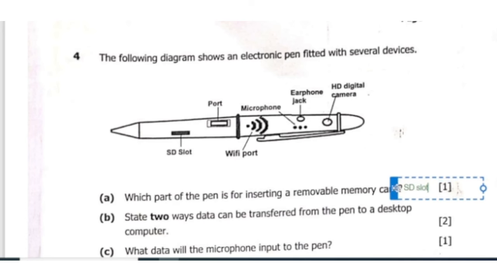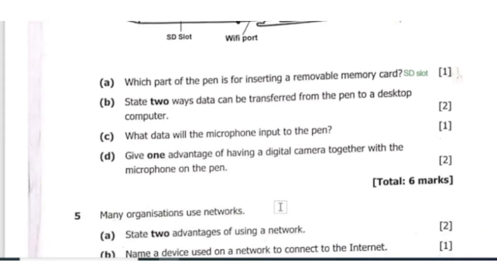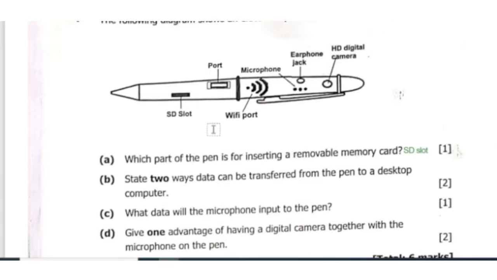Okay, the SD slot. Then we come to question B. State two ways. Let me talk about this port. You can also use the USB port. You can also use it for putting the memory card. If you have got a memory card reader, you can also use that for putting a memory card. So you can also add to this answer, we can say also USB port. If you have got a memory card reader, I'm sure you are very conversant with this, then you can put it in.